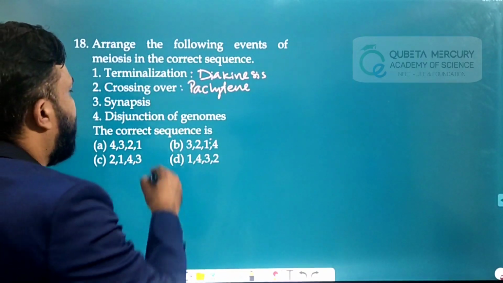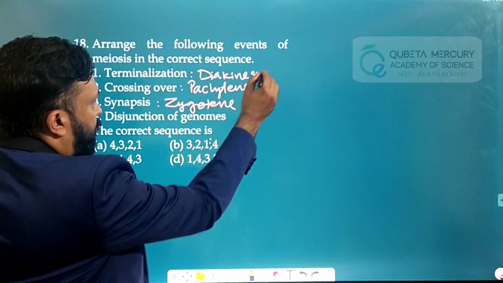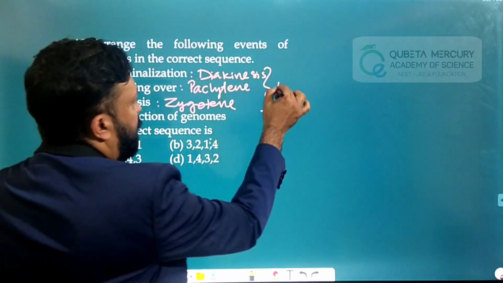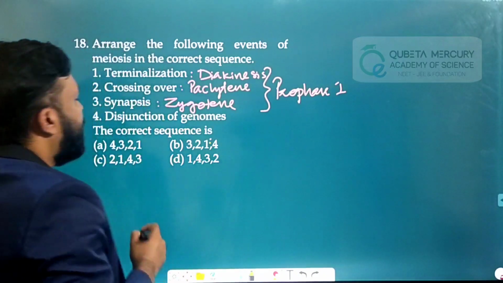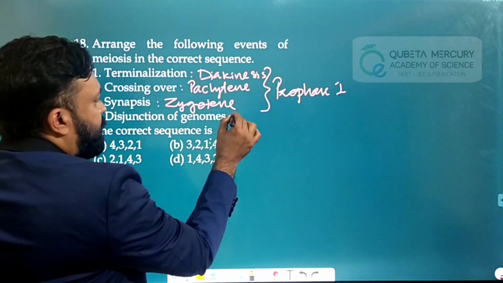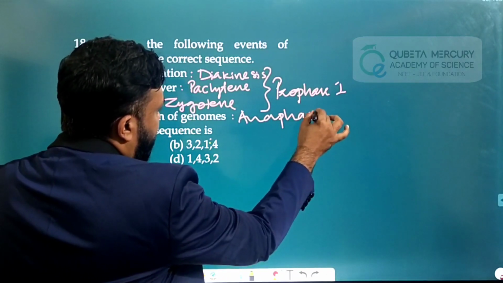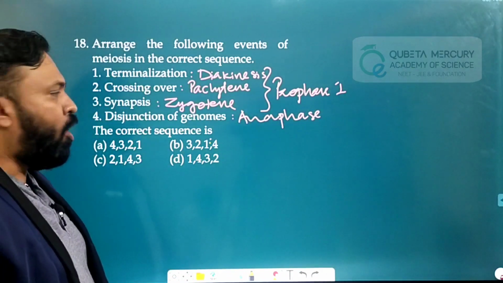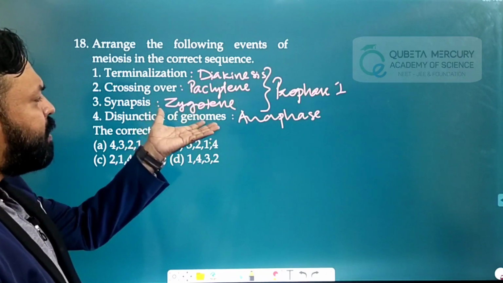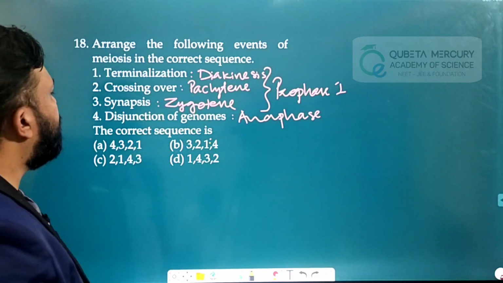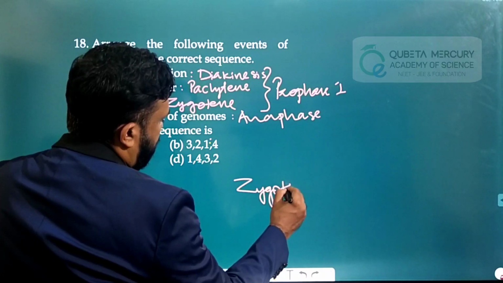Synapsis, which takes place in the zygotene stage of prophase 1. These events come under prophase 1 of meiosis, right? Disjunction of genomes is a feature of anaphase. During anaphase only, the separation of genomes takes place, right? So of these events, which one will be the earliest? Which one will be first? That is zygotene, right? Zygotene will be first.